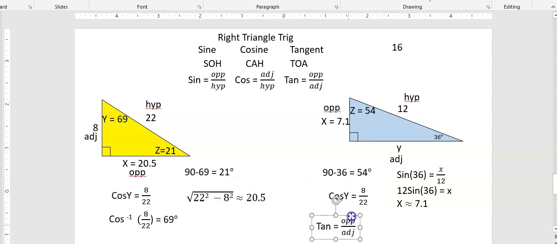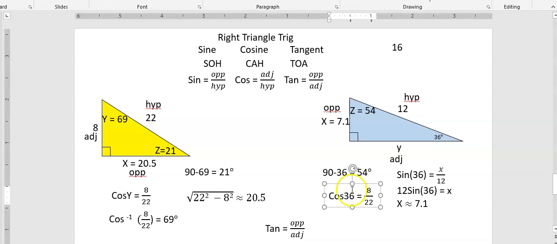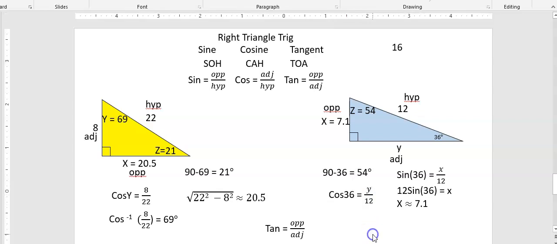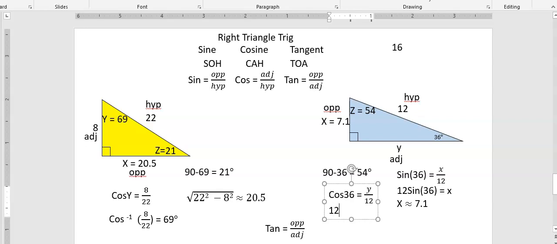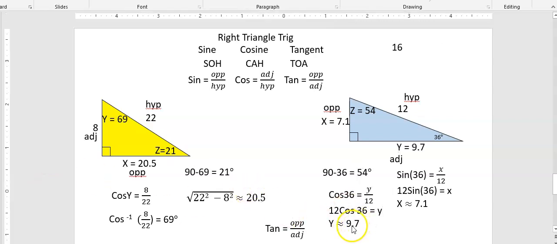So let me drag this problem over here and change out these numbers. I'm going to use my 36 again. Adjacent is y, and 12 is my hypotenuse. So we're going to do the same thing we did here. 12 cos 36 equals y. So stop the video and go find out what 12 cos 36 is. I'm sure you got about 9.7. And I came up here and put it on my triangle.